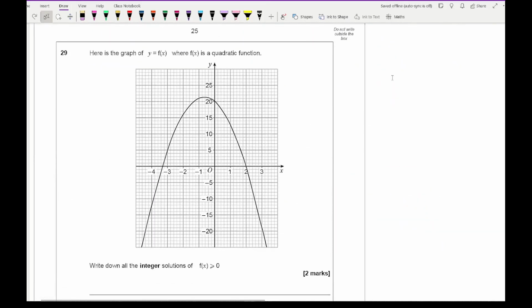With question 29, it says here is a graph of y equals f of x, where f of x is a quadratic function. It says write down all the integer solutions of f of x greater than or equal to 0. So what I'm looking for is the values of x where it's above the x-axis, and I'm just looking for whole numbers. So that's going to be -3, -2, -1, 0, 1, and 2. Because it's got an equal sign, that's why it can equal 2, but I'm looking for these numbers here.